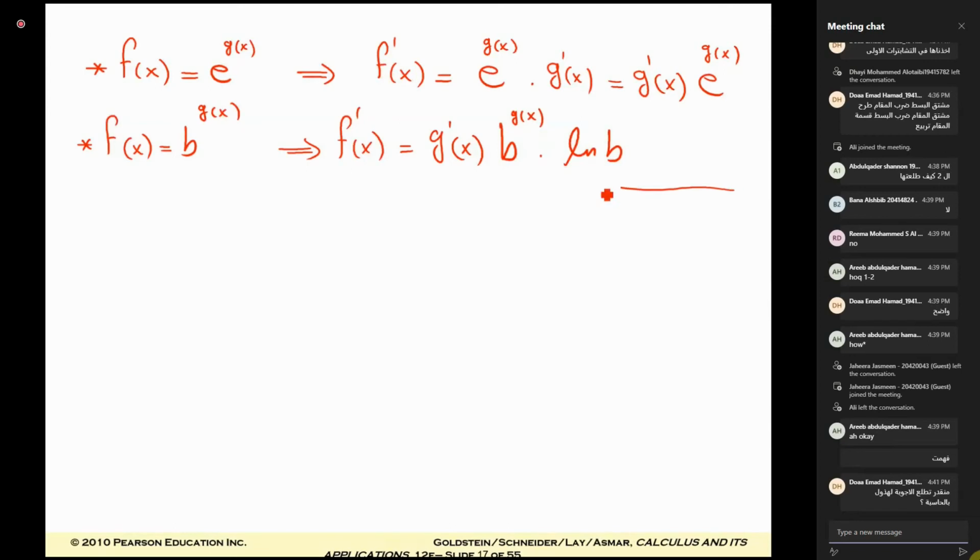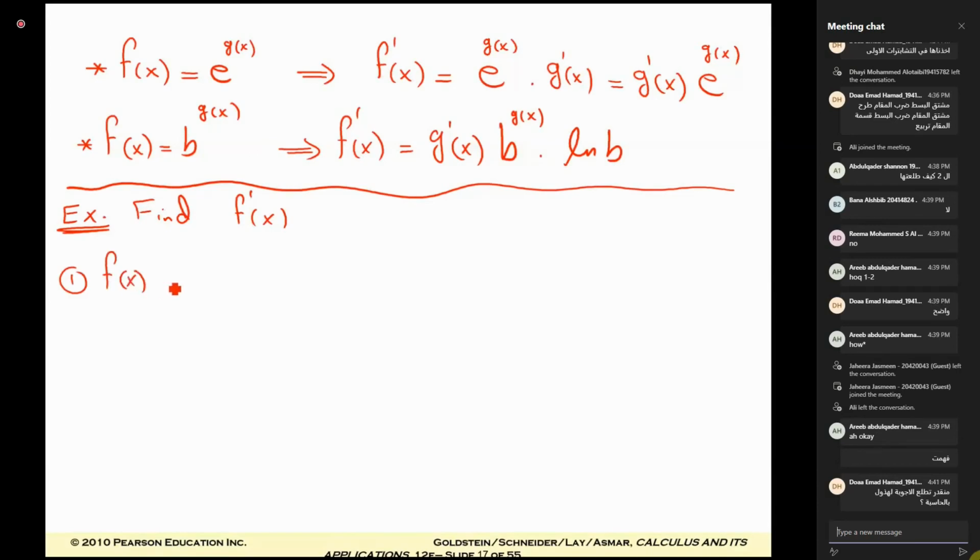Now, for example, find the f prime of x. Number 1: f of x equal e to the power minus 4x square. Number 2: f of x equal 6 to the power radical x, like this.